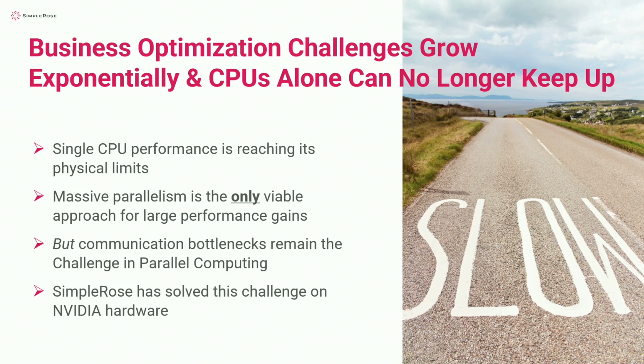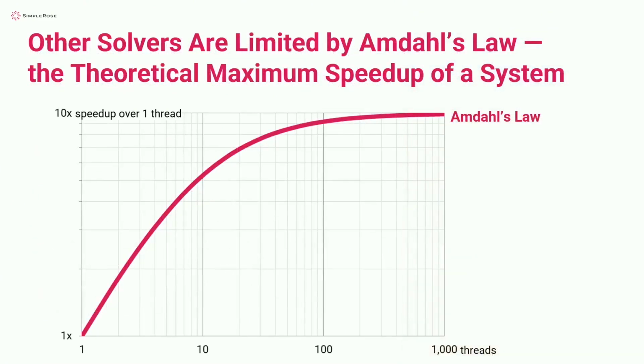And if you're not careful about how you do that, you're going to get bottlenecks, right? You're going to do inefficient communication, you're going to move around memory too much, and that's going to affect your overall performance. And so Simple Rose has really tackled this challenge on NVIDIA hardware. We've tried to tackle this with Grace Hopper and Grace Blackwell and designed for that kind of hardware to go forward.